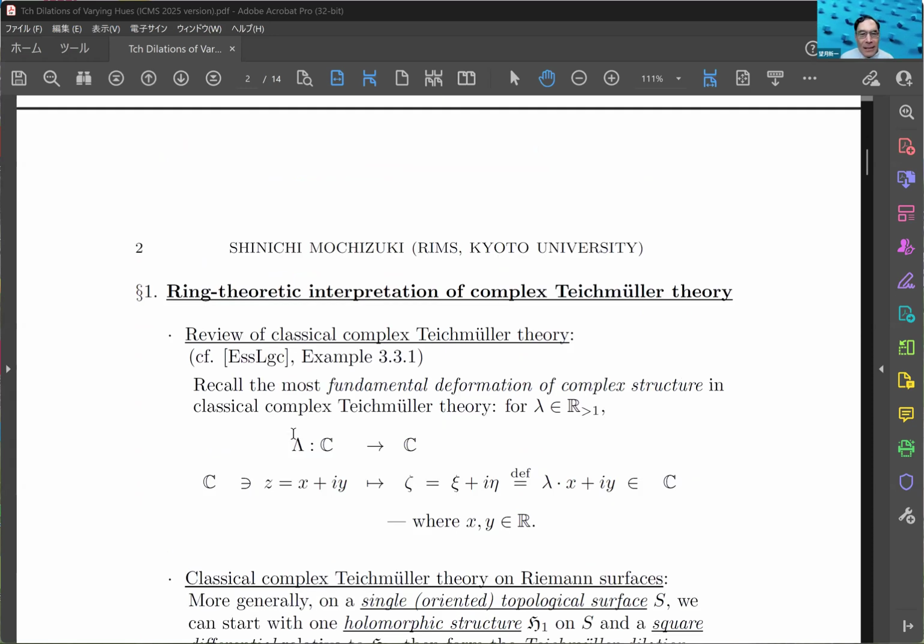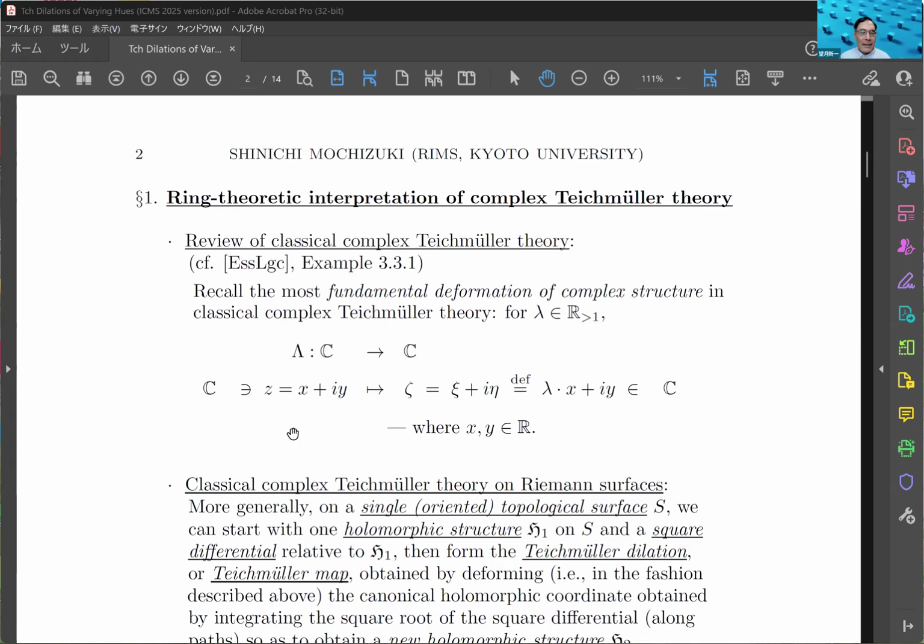So I would like to begin by discussing a ring theoretic interpretation of classical complex Teichmüller theory. To briefly review classical complex Teichmüller theory, more details can be found, well, not so many details, for instance, in example 3.3.1 of this essential logical structure survey. The most fundamental deformation of complex structure in classical Teichmüller theory is given by deforming the complex structure in this way.